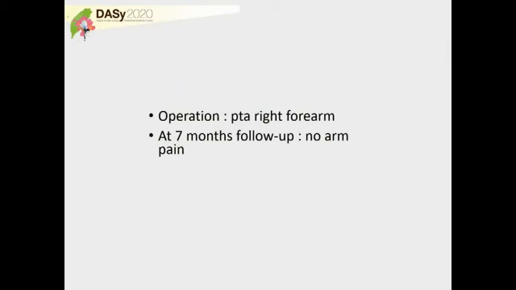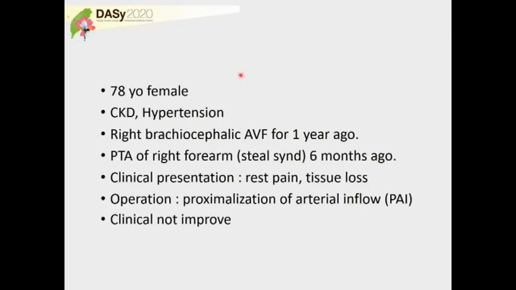And the last case that I would like to show you: a 78-year-old female presented with CKD, and risk factor was hypertension. We performed a right brachiocephalic AV fistula 1 year ago and performed PTA of the right forearm 6 months ago. Clinical presentation was arm pain and tissue loss.